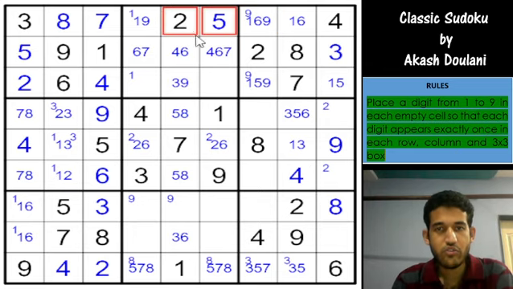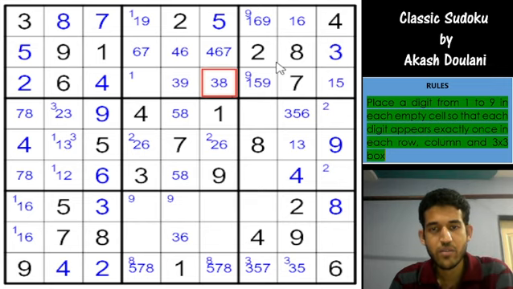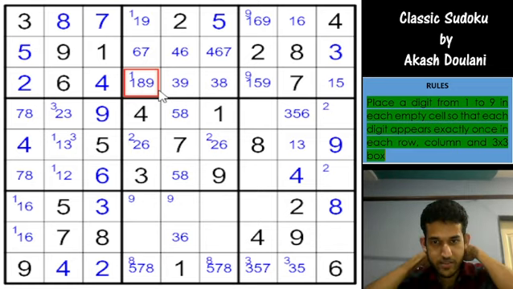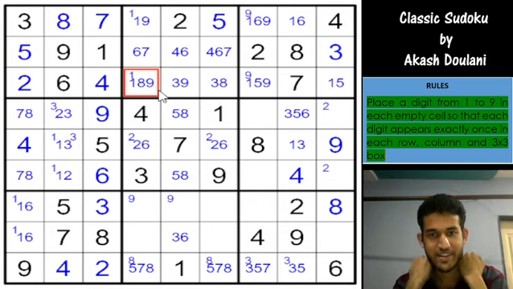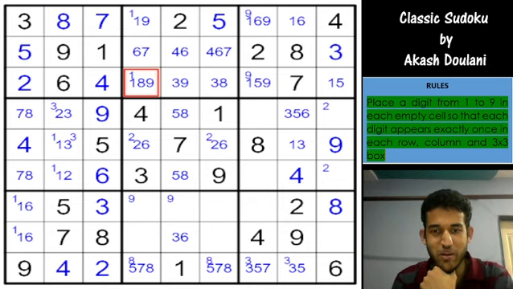Okay, 2, 5, 4, 6, 7. So these two cells must be 1, 3, 8 and 9. You can't have 1 and 9 here, so that's 3, 8. And this is not 3, so that's 1, 8, 9. This is building up towards something prominent, I think, because we are getting slowly some pencil marks and the progress is not so fast. So this is always an indication that there is some logic here.